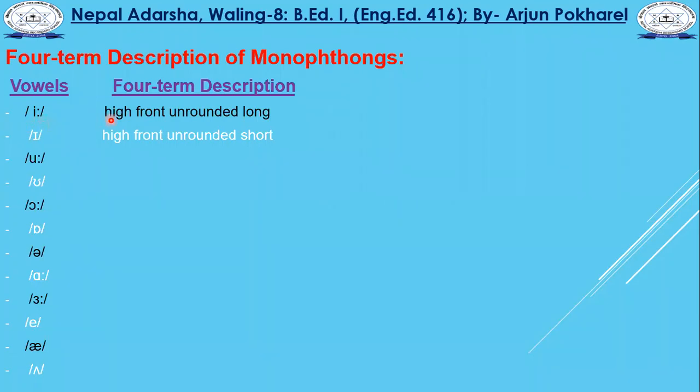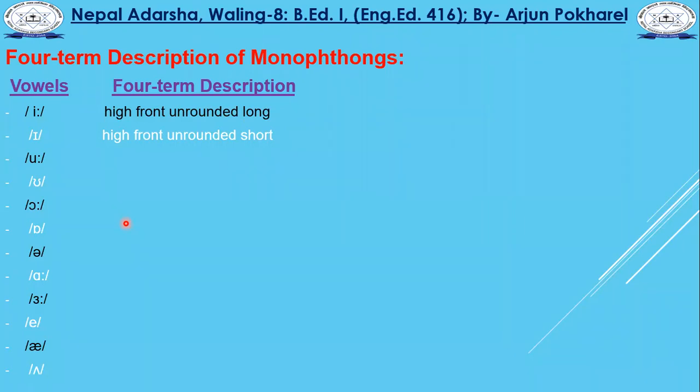First of all, you have to write here about the height of the tongue, and then part of the tongue, and then lip position, and then what? The length. In this way, always you have to follow this feature while giving the 4 term description of monophthongs. This is the question to be asked in the examination: give the 4 term description of all the monophthongs of English.